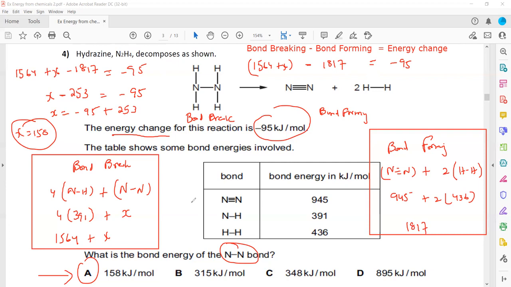Is it clear, this question? Anyone having a doubt in this part? Any question or doubt in this one?